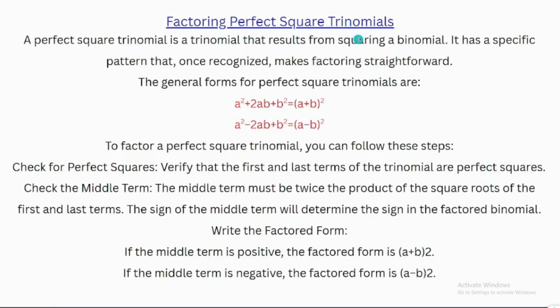Factoring perfect square trinomial. A perfect square trinomial is a trinomial that results from squaring a binomial. This is a binomial. When we square the binomial, we get the trinomial. And this is a perfect square. It has a specific pattern that, once recognized, makes factoring straightforward. It always has a pattern.